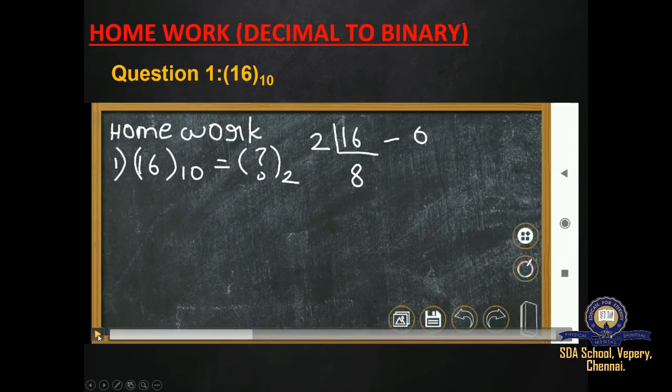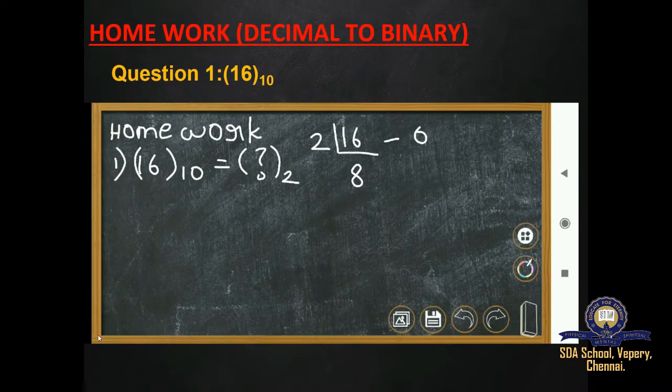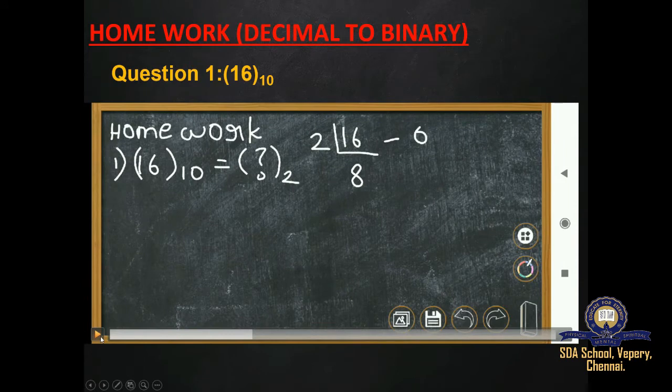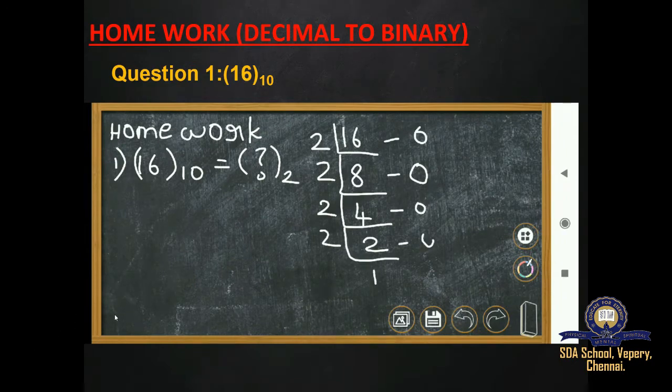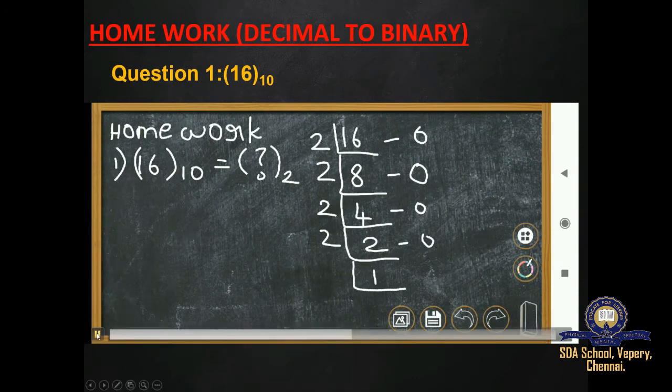Now, again we have to divide 8 by 2. How many times do you get 8? 4 times. Yes, very good. 2 into 4 we get 8. Our remainder will be 0. Now we have to divide 4. 2 into 2 we get 4. Now also we have the remainder 0. Again we have to divide 2. 2 into 1 we get 2. So our remainder will be 0.